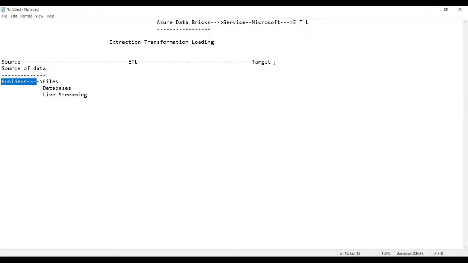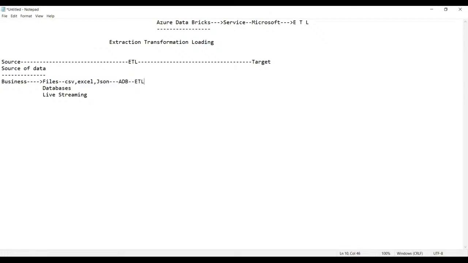From these businesses we get the data in the form of files. Again guys, these files can be CSV files, Excel files, JSON files, etc. All these are the various types of files we have. So from these files, we pull in the data by using ADB. And ADB is used for what?